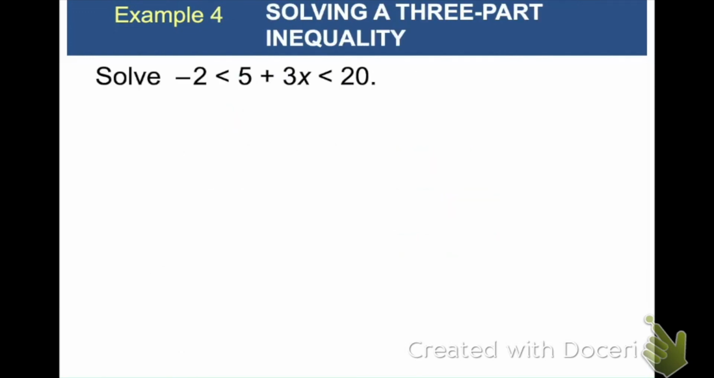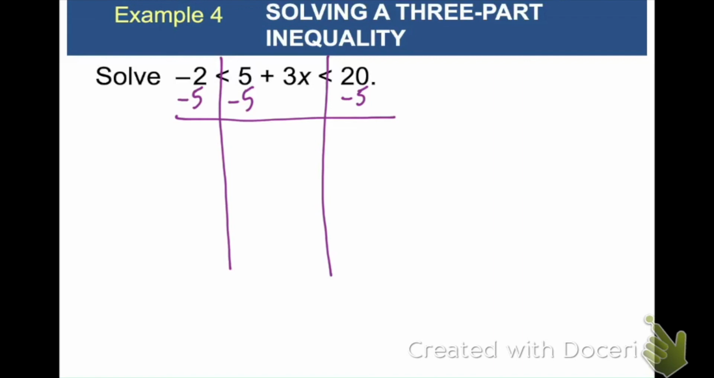Example 4 is a three-part inequality. So normally whenever we solve an equation or an inequality, we have two parts. Whatever you do to the left side, you have to do to the right side as well. Well, this time, think of it as like three columns. So whatever we do to the middle to get x alone, we have to do to the sides. So in this case, I'm going to start by subtracting 5 from all three parts. And then we're going to divide by 3 on all three parts.